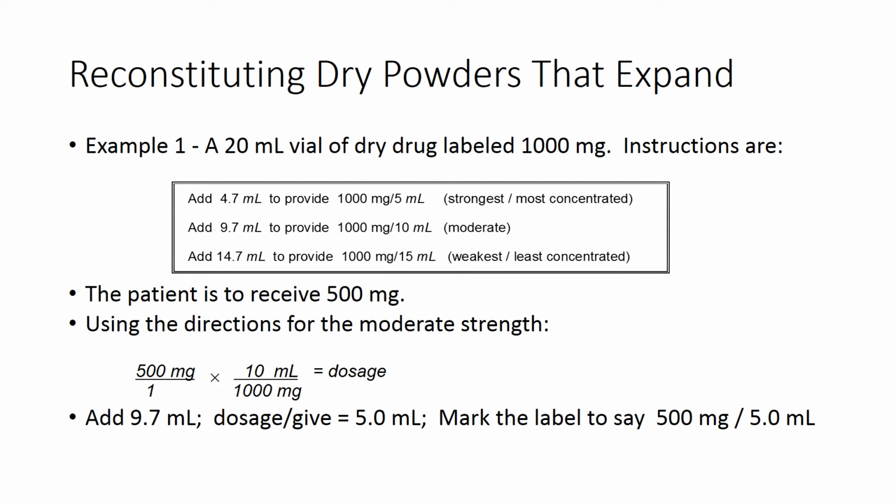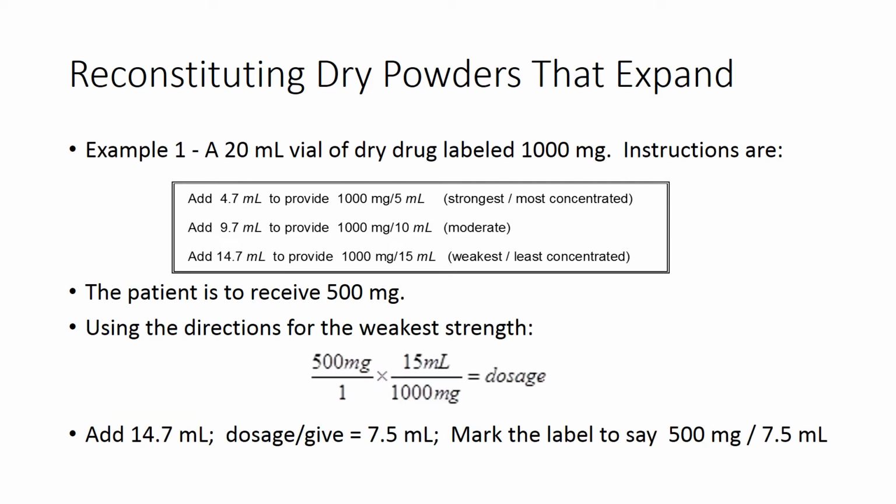So if the patient is to use the moderate strength, you basically set things up exactly the same, except instead of 5 mLs, you have 10 mLs. So your add is 9.7 mLs now to get you up to the 10 milliliters. Your dosage, instead of being 2.5, is now 5. You need twice as much because you've used essentially twice as much volume of liquid. And your mark on your label will be 500 milligrams per 5 mL.